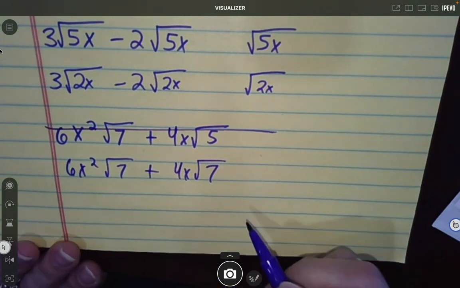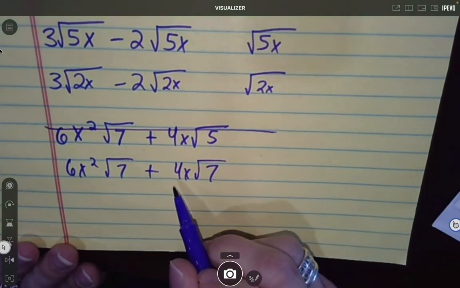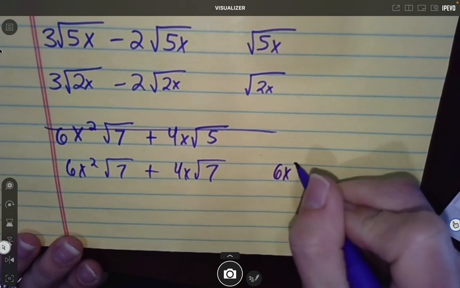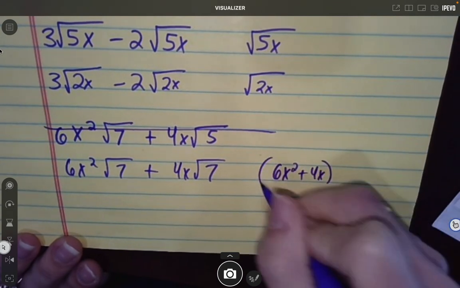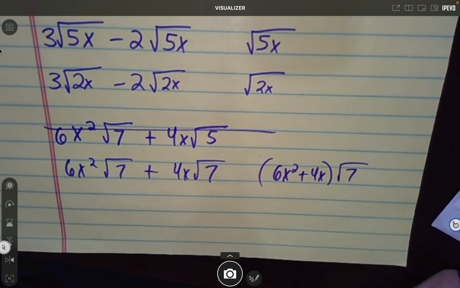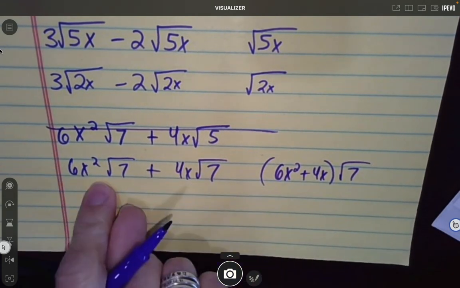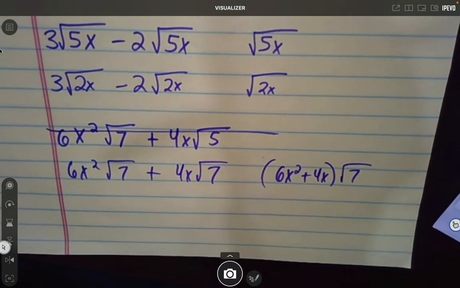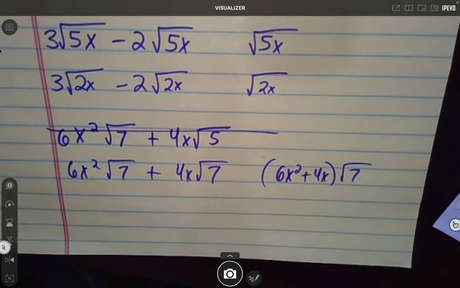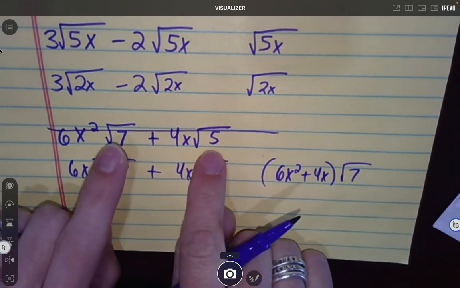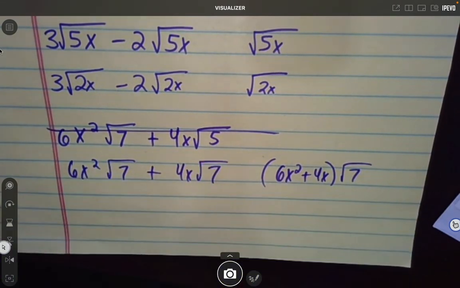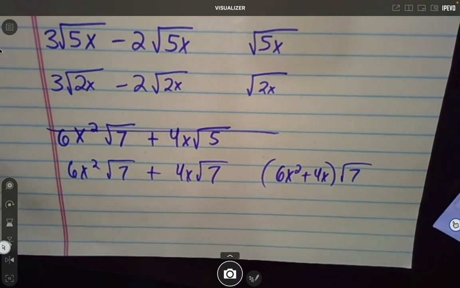But if they were like this, can you combine 6x squared and 4x? We'll just have to write it like this. That's weird though. I'm probably not going to give you one like that. But I could combine them because the roots are the same, square root of 7, square root of 7. What we already learned, multiplying, I could multiply square root of 7 times the square root of 5, but I cannot add them. It's like I can multiply x squared times x, but can I add x squared and x? No. So same kind of idea.